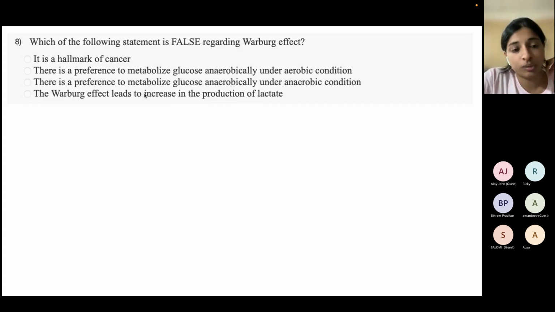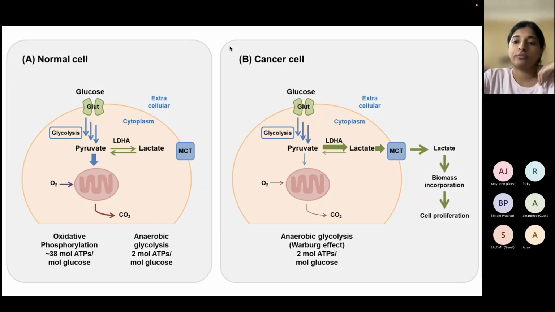Now, moving on, the question states, which of the following statement is false regarding Warburg effect? So again, Warburg effect we have not previously discussed. It is a type of altered metabolism that is seen in cancerous cells. So in a normal cell, how does glucose metabolism happen? Glucose is internalized.